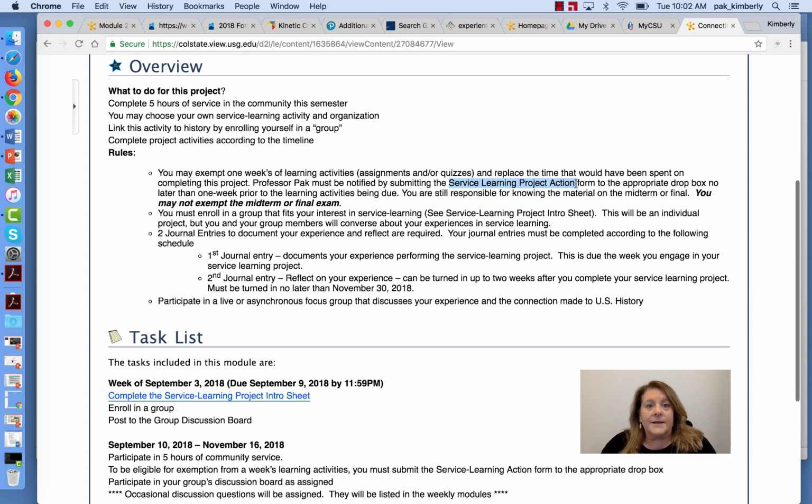Now I want to make it clear that you cannot be exempted from the midterm or the final exam. So if you choose to do your service learning during the week of the midterm or the final exam, which actually it'll all be over by that time, but if you choose to do that, then you will still have to take the midterm and the final. You cannot be exempted from that.